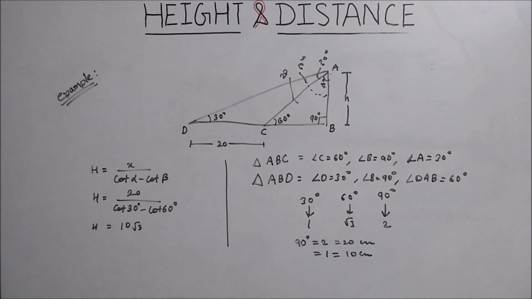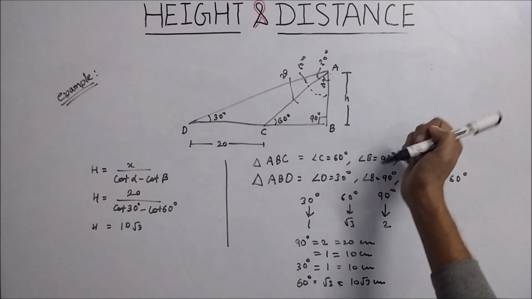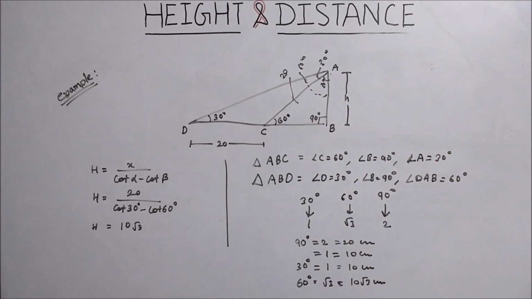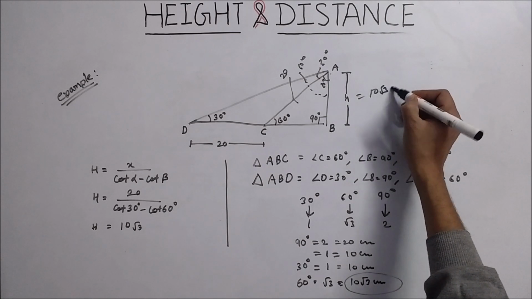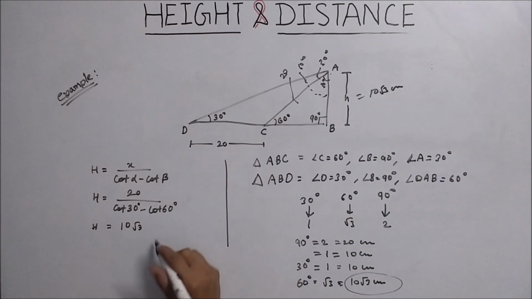Let's suppose that the unit is centimeter. If we have to find the value of 30 degree, it is 1, so 1 is equal to 10 centimeter. If you talk about the 60 degree angle, here it's root 3. When one part is equal to 10 centimeters, 60 is equal to 10 root 3 centimeter. Now we have to calculate the height. The height is opposite to the angle 60, and when we calculate for the angle 60, the value we get is 10 into root 3. So this value is 10 root 3 centimeter. By using this way or by using the previous way, you get the same answer.